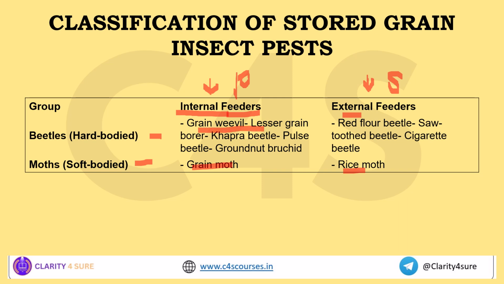And in external feeders, the examples are red flour beetle, sawtooth beetle and cigarette beetle. In today's session, we'll be discussing only the major internal feeders, and in part 2 of this session, we'll be discussing the external feeders. The management of all these storage pests is combined, so we'll be discussing the combined management in the second part itself. So stay tuned for the second part also.